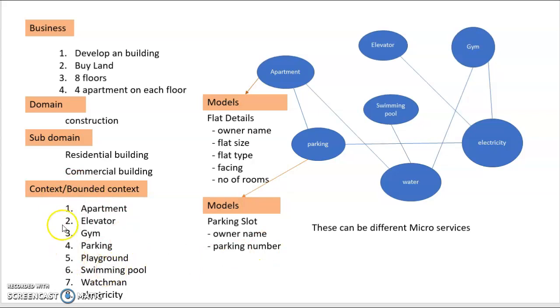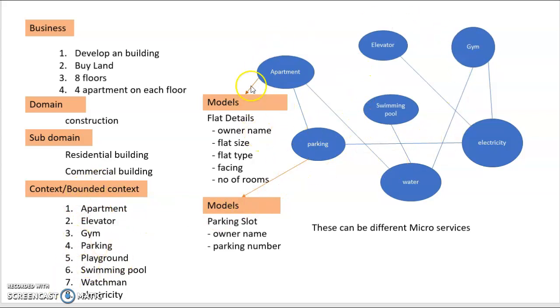Now, using these different bounded contexts, we can really identify what will be the different microservices in our application. For example, we can decide we will add all the functionality related to the apartment into a microservice called apartment. We can say we will add all the functionalities of gym into a microservice called gym. Similarly for the swimming pool, watchman, electricity, and so on. So we can really identify the set of microservices in our application after looking into the bounded contexts.